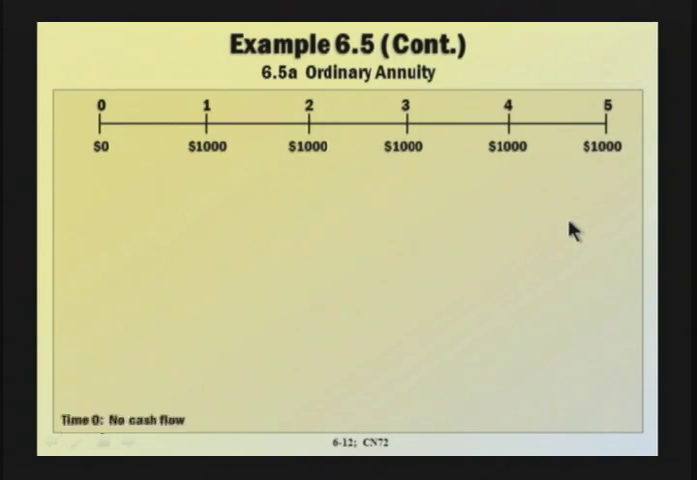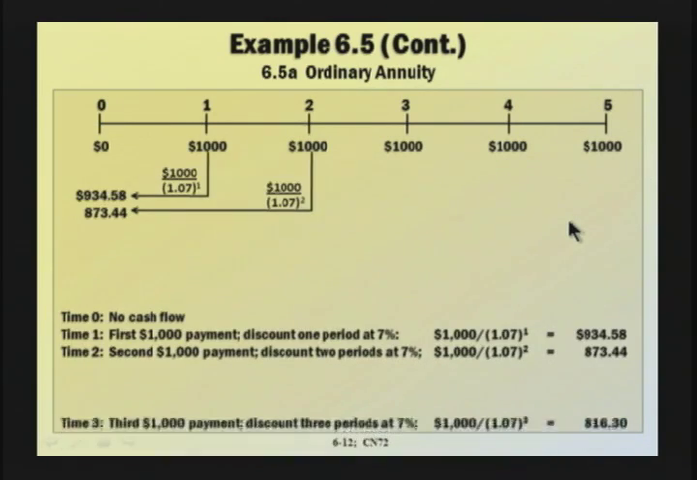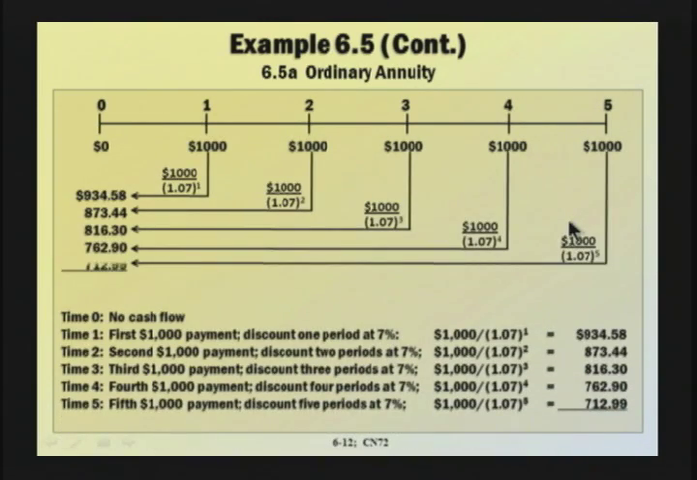Again, a timeline is always helpful because it helps us see the proper number of periods to discount or compound, whichever way we're working. It's not real hard for the ordinary annuity, because the first payment is discounted 1 period, the second payment is discounted 2, and so on. So the present value of the annuity was simply the sum of the present values of all the individual annuity payments. So this annuity is worth $4,100.20 when you discount at 7% per year and add up the present values of all the annuity payments.